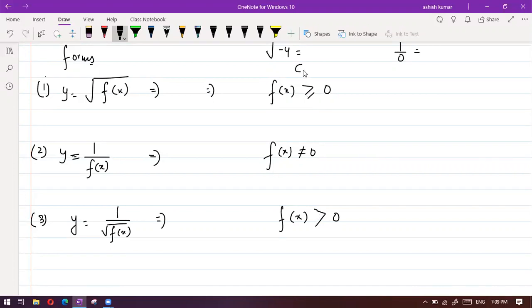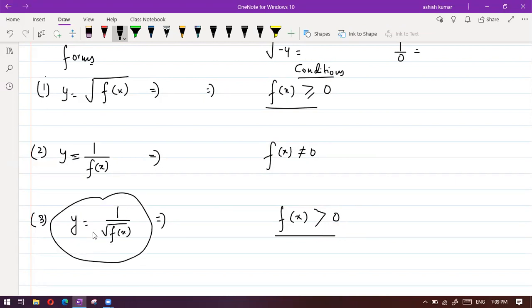These are the conditions which we will apply in finding the domain for this type of format. If the function of x is coming in the denominator, the whole denominator should not be equal to 0. If it is coming inside the square root, f(x) must be greater than or equal to 0. And if it is in the form of 1/root of f(x), there is a difference between the first one and the third one. Here we cannot apply the equal to sign, because even at 0, y is equal to 1/root f(x) becomes undefined. So the condition should be f(x) strictly greater than 0.